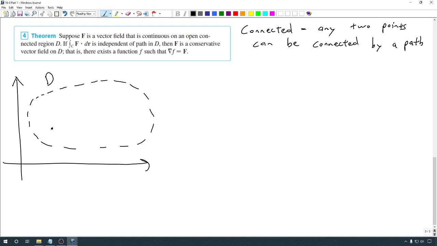But if I take any point in here and any other point in here, there is some path that stays in D that goes from that point to the other point. There's not two separate pieces to this where I cannot jump from one to the other. So if I were to draw something like this, I have a point over here and a point over here, and there's no way I can get from one to the other. This just doesn't work.